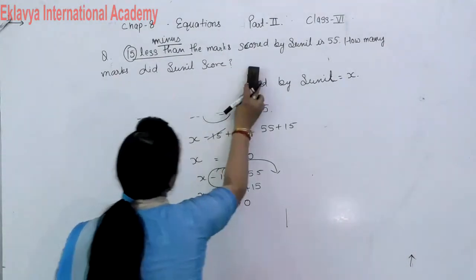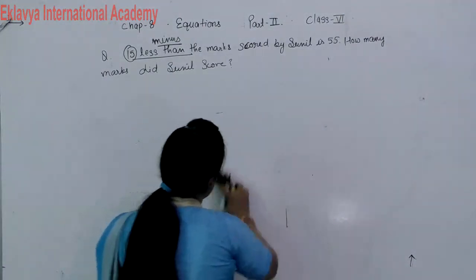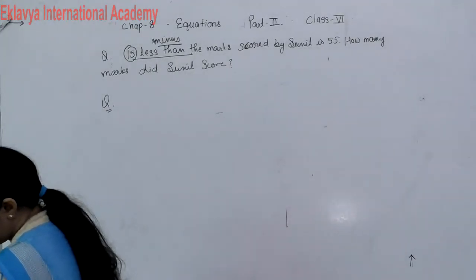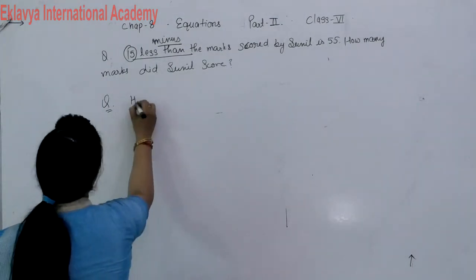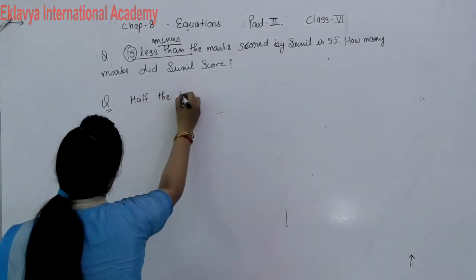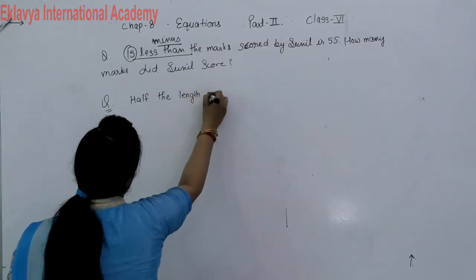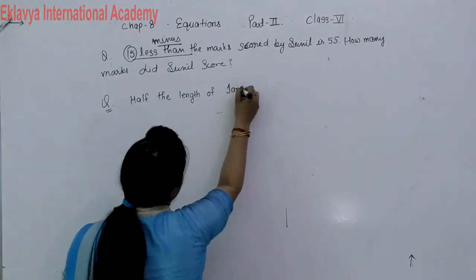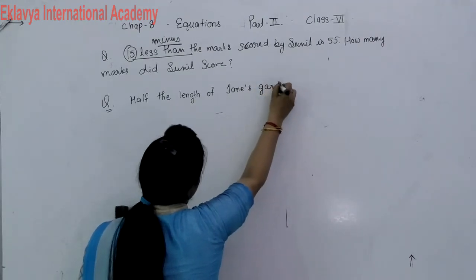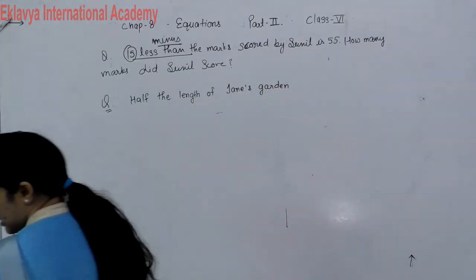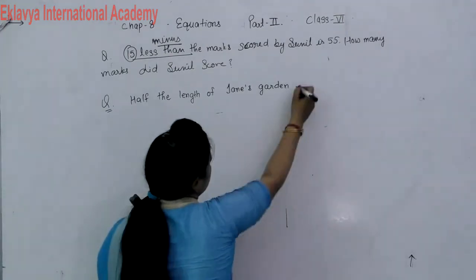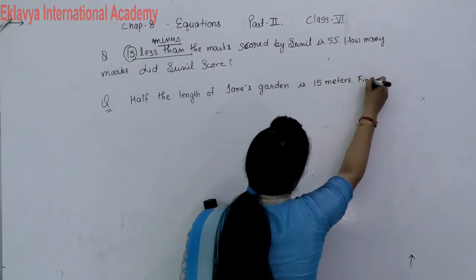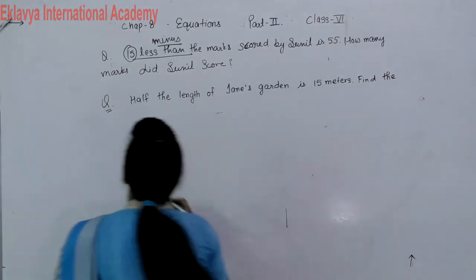One more problem we will discuss now. Suppose it is given to you: half the length of Janus Garden is 15 meters. Find the length.